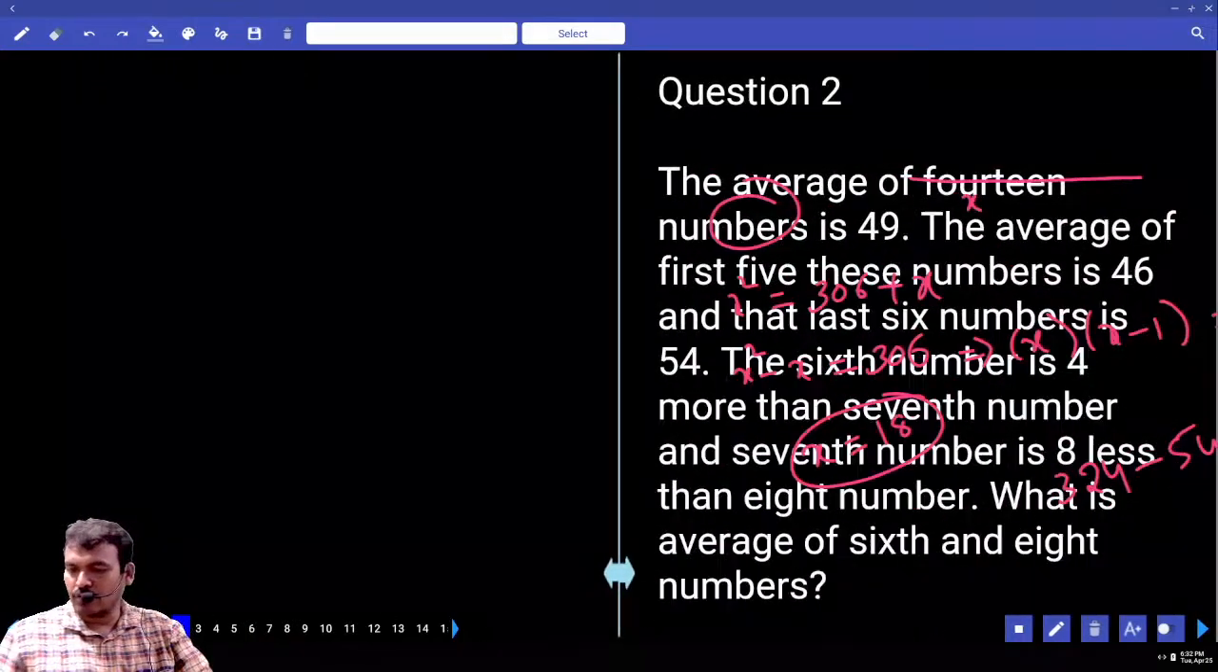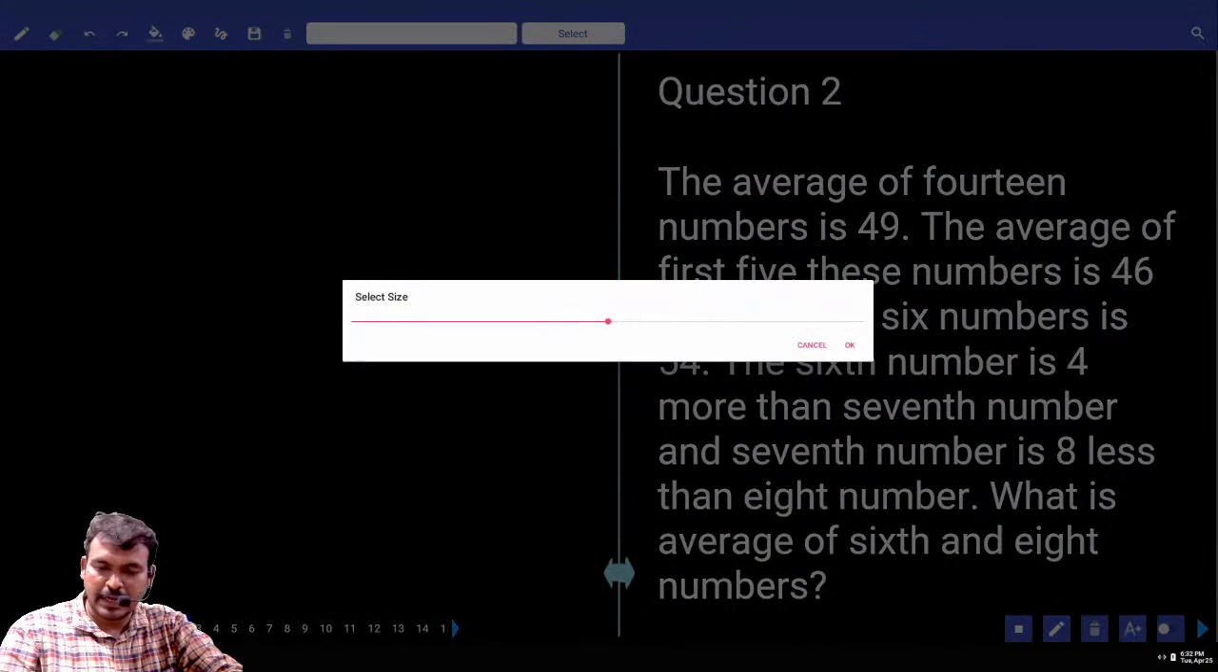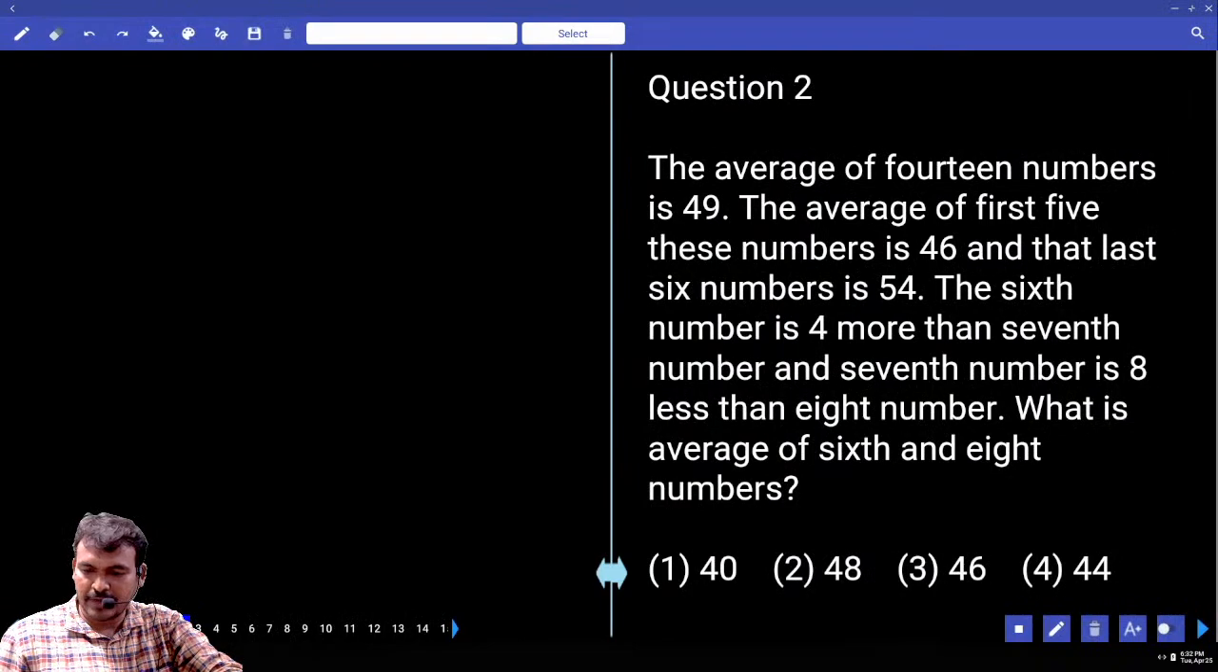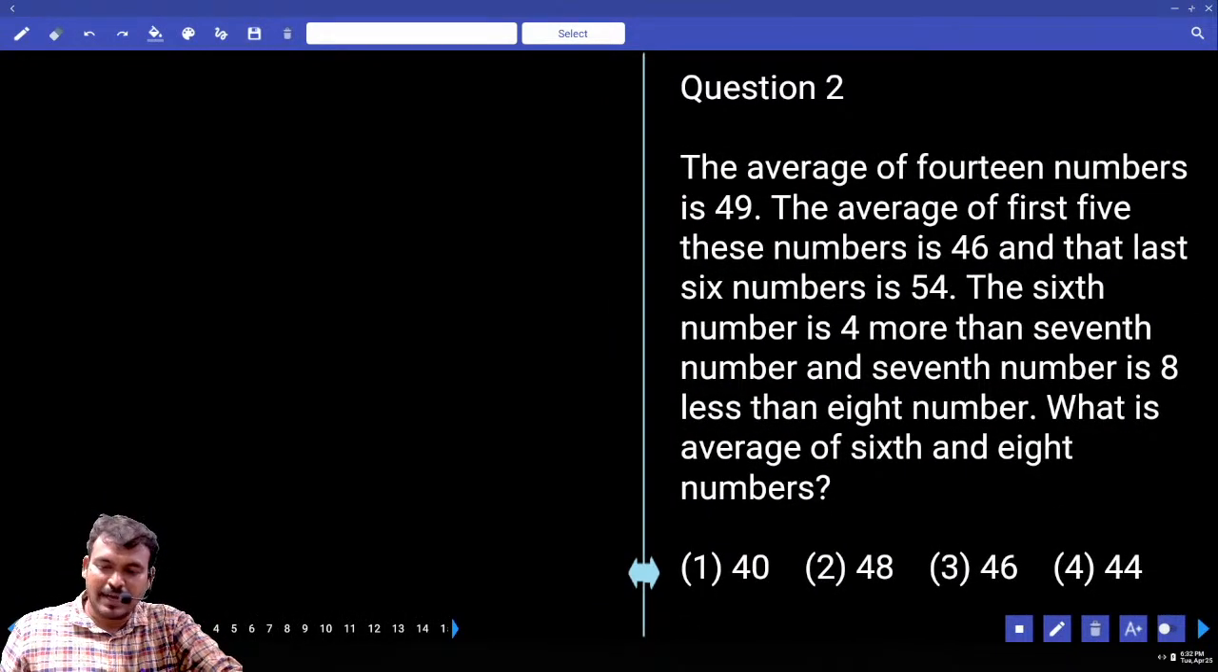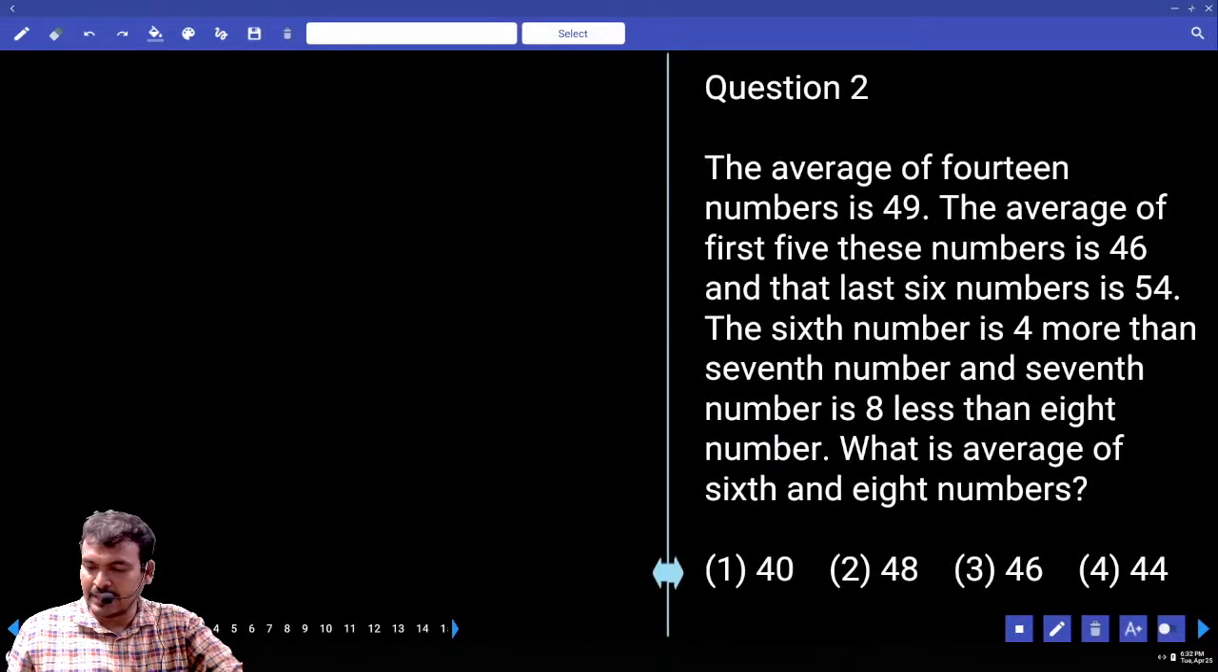The second question. The average of 40 numbers is how much? 49. The average of first 5 of these numbers is how much? 46. And that of last 6 numbers is 54. The 6th number is 4 more than the 7th number, and the 7th number is 8 less than the 8th number. What is the average of 6th and 8th number?